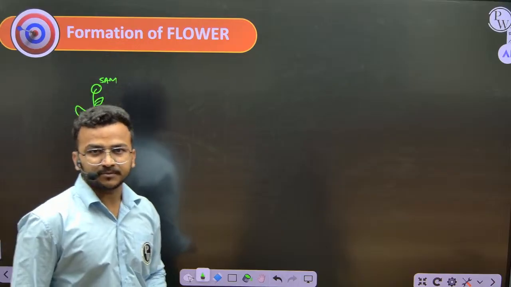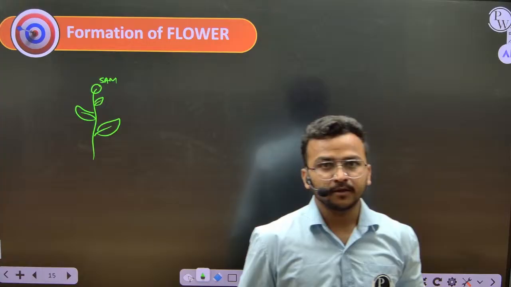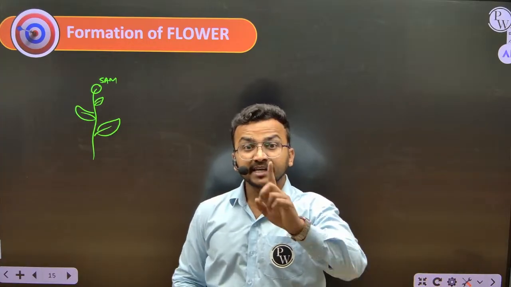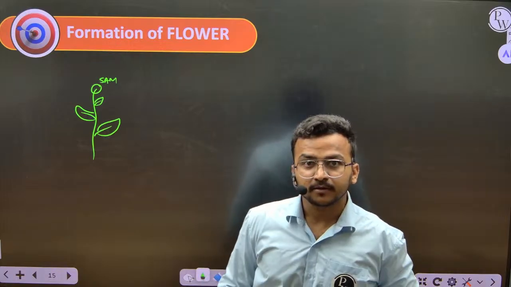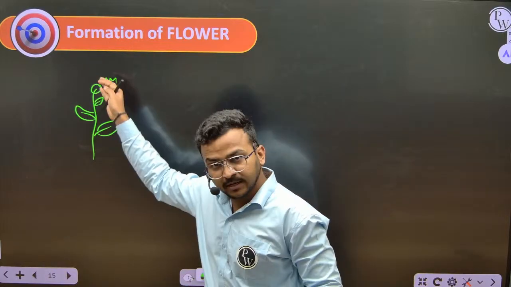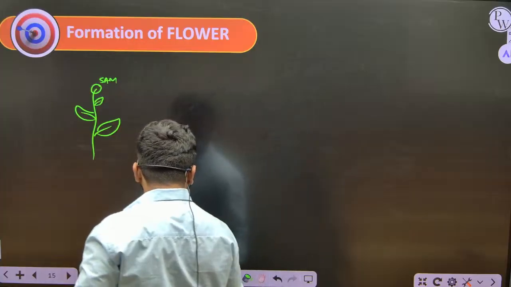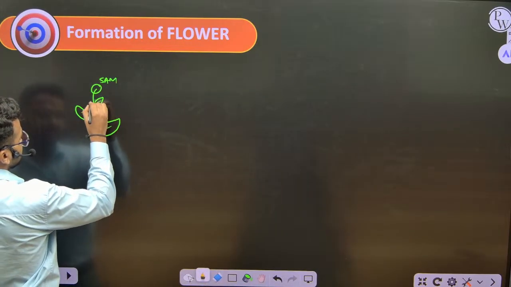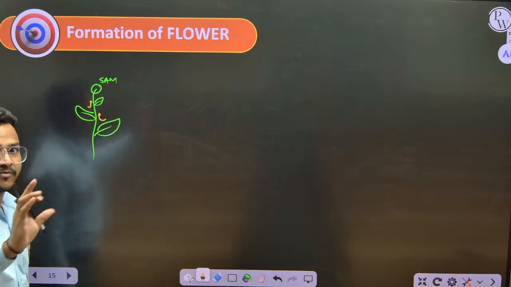Shoot apical meristem is there. That is the shoot bud. So that shoot apical meristem, or shoot bud, has to transform into a flower. That decision will be made by the plant. They will send some signals, in the form of hormones.